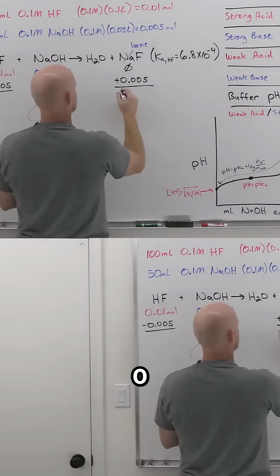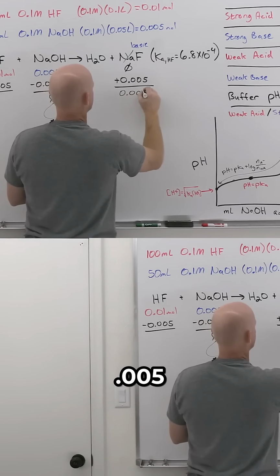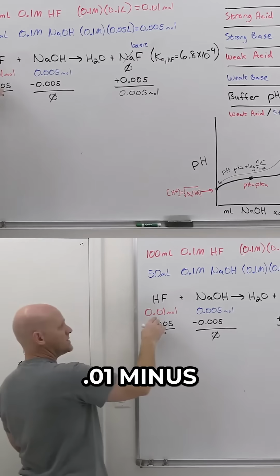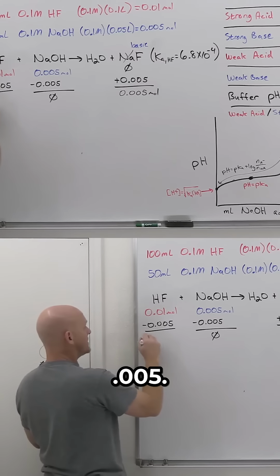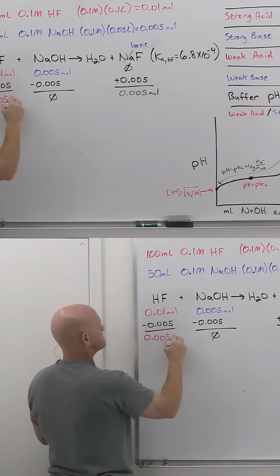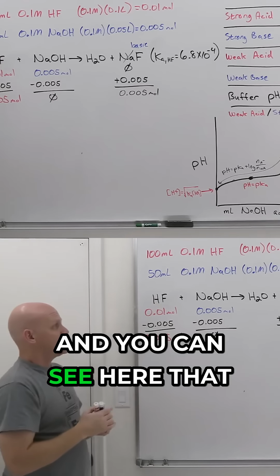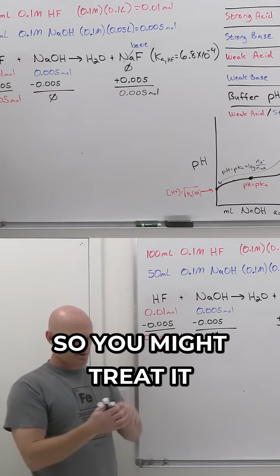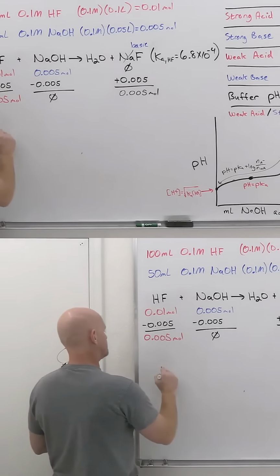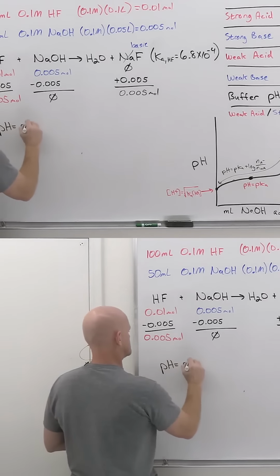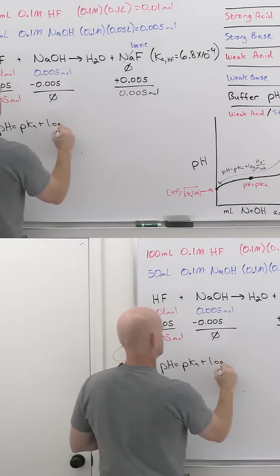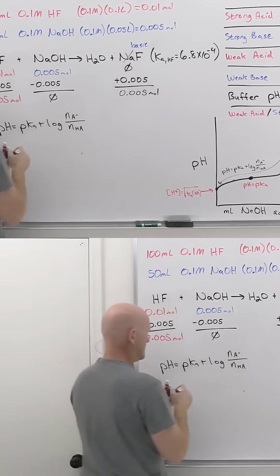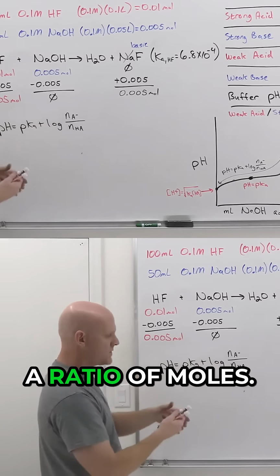However, we now have 0.005 moles of F minus, and 0.01 minus 0.005 is 0.005. And you can see here that we have both weak acid and conjugate base in our solution, so you might treat it as a buffer. And again, I'll do it as a ratio of moles.